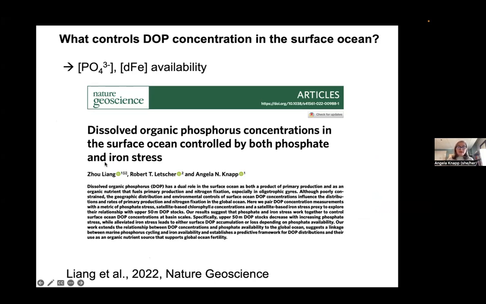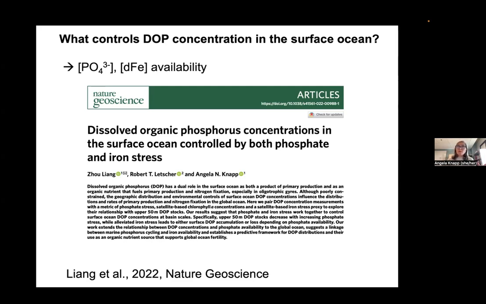And so this is a paper that we published last year, and what we found, unsurprisingly, is that phosphate concentration is the dominant control on surface ocean DOP concentrations. So when there's a lot of phosphate around, DOP concentrations basically remain constant because phytoplankton would prefer to use phosphate than DOP, okay? But when phosphate concentrations drop, phytoplankton start consuming DOP.